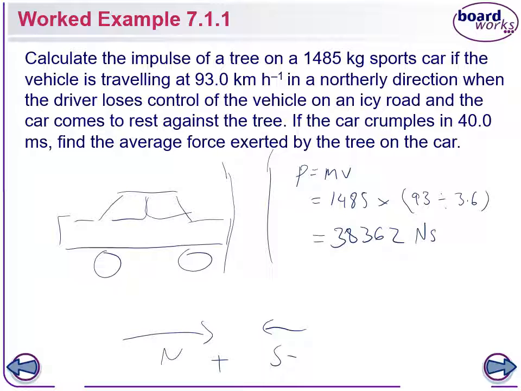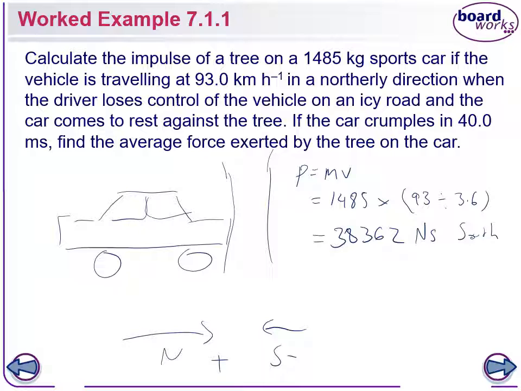Now the thing is, impulse is a vector, so we need to give it a direction. What direction do we think that's acting in? South. Good. If it was acting north, the car would speed up, but it has to counteract the velocity of the car, so it has to go in the opposite direction. So, 38,362 south. Okay, there's our impulse.